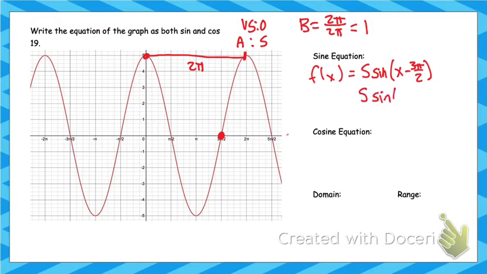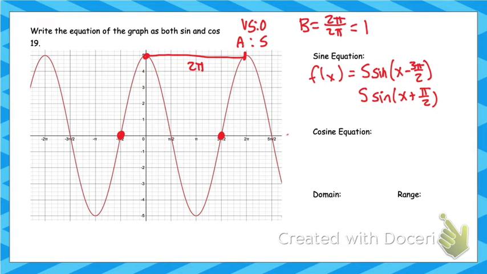I also could do negative pi over 2. That's also a possible answer. And if you really wanted to, you actually could write this as a negative sine graph and do x minus pi over 2, but we don't need to do that. That's a little bit too much. All right, now let's try cosine.